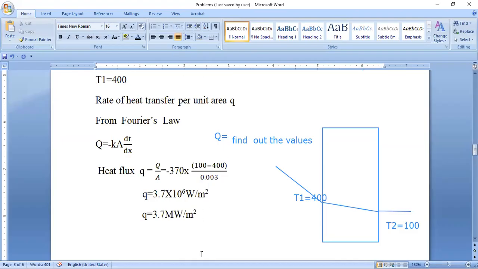Heat flux, if we find out, small q equals 3.7 megawatt per meter square.